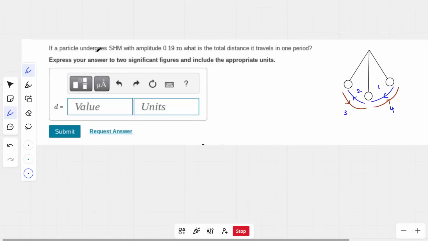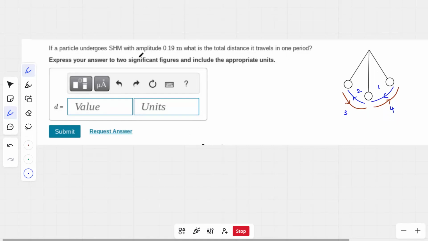If a particle undergoes a simple harmonic motion with amplitude 0.19 meters, what is the total distance it travels in one period? Express your answer to two significant figures and include the appropriate units. D is equal to question mark.